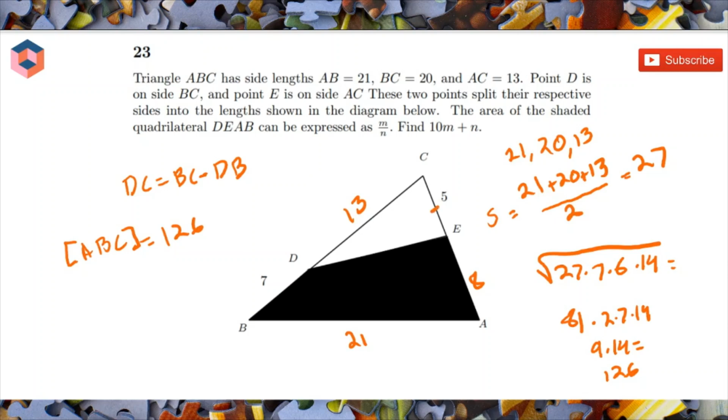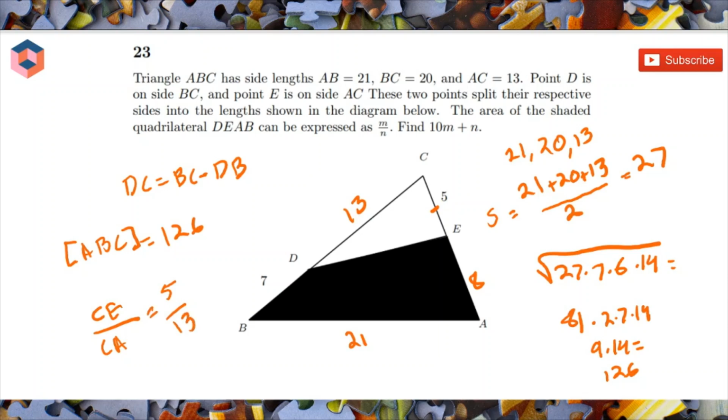So that would be CE over CA. So make sure you understand why that makes sense. If their height was the same, then since the heights are the same, the ratio of their areas would just be the ratio of their bases. So that would be CE over CA, which is 5 over 13.